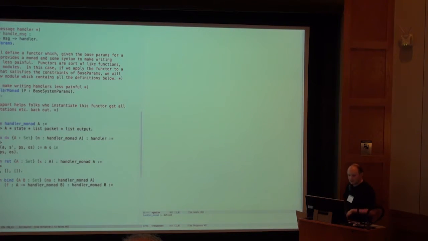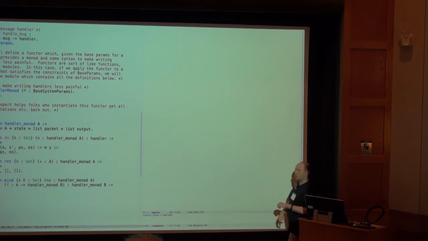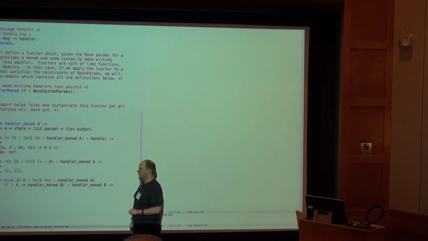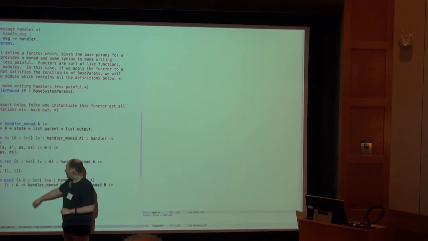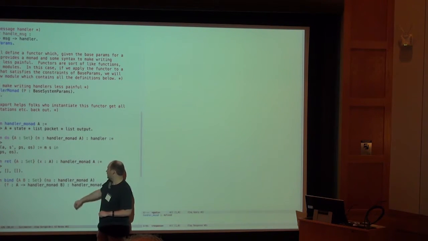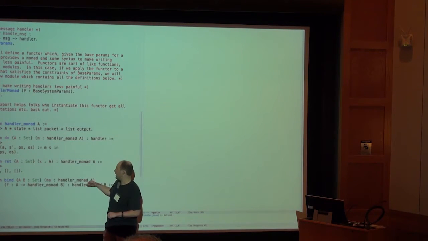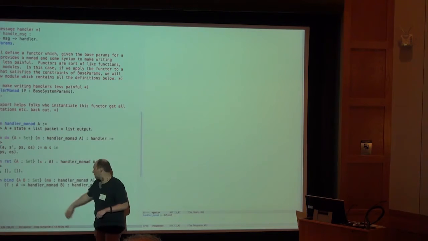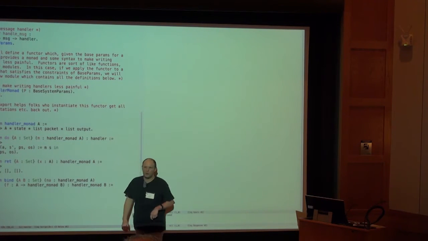Okay, so as an exercise, can anybody help me write bind? Now, from the type, we should sort of be able to figure out what it does. Bind has a couple of type parameters. It takes something that's in an A handler monad, and it takes a function from A's to B handler monads, and it produces a B handler monad.